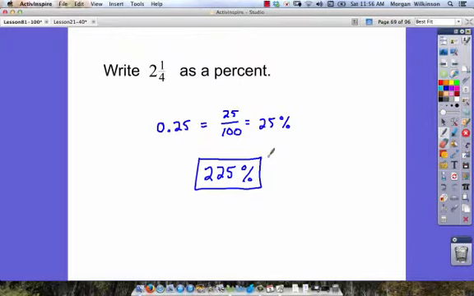We boxed it. We found our answer to this problem again. First we wanted to change our fraction to a percent, then add on the whole part. Let's move on to the next problem.